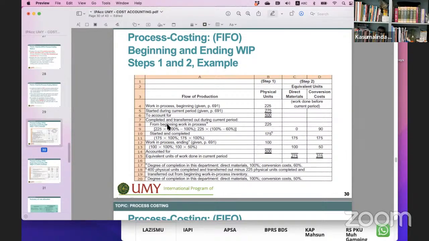So the units that we will process during March are from the beginning work in process. So the calculations here, if you see, for the direct material, because direct material is added at the beginning.